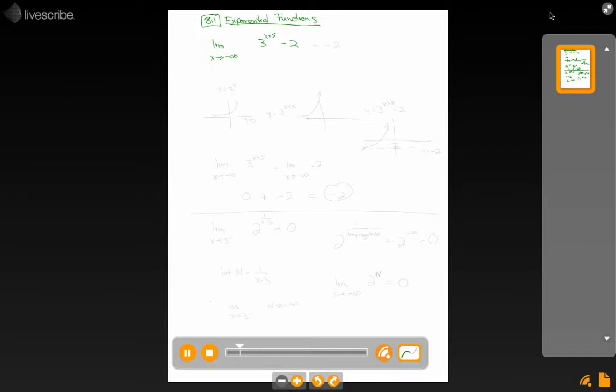well, y equals 3 to the x is exponential growth, y equals 3 to the x plus 5 is just that moved 5 units to the left, so 1, 2, 3, 4, 5, but we still have exponential growth with the same asymptote. And y equals 3 to the x plus 5 minus 2 is going to be that graph but moved down 2 units, so we have ourselves a graph that looks like this.